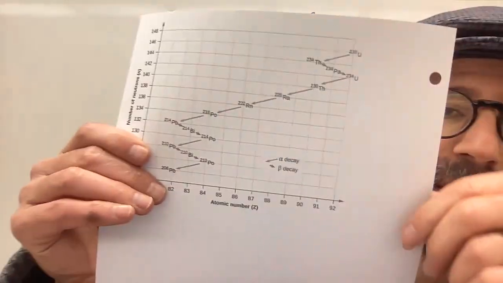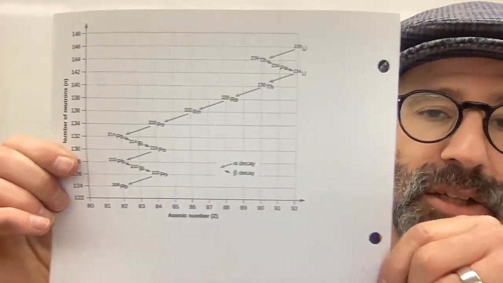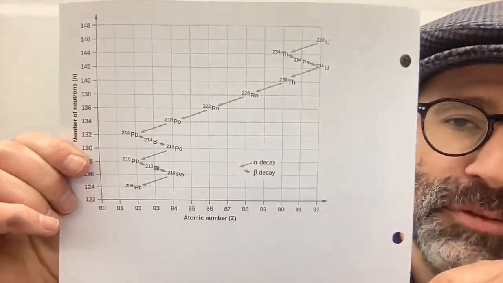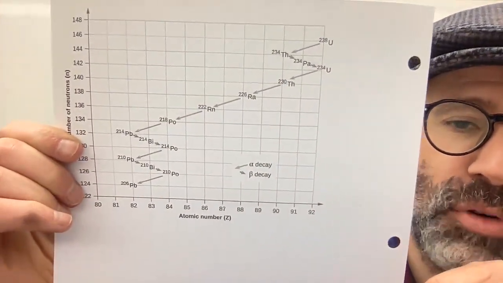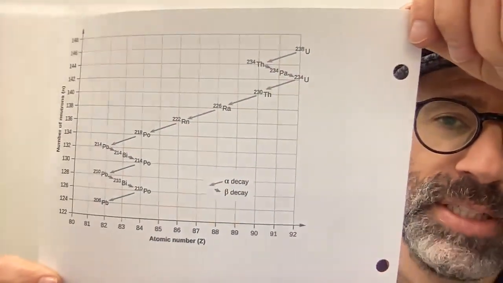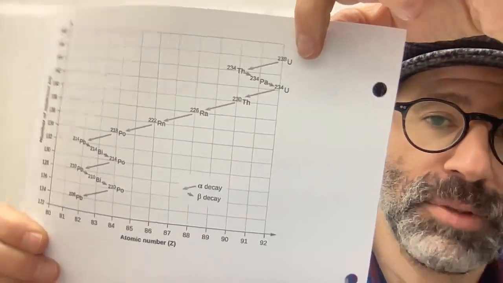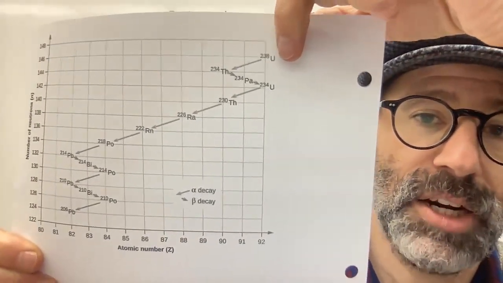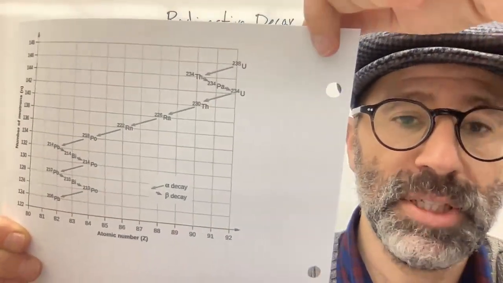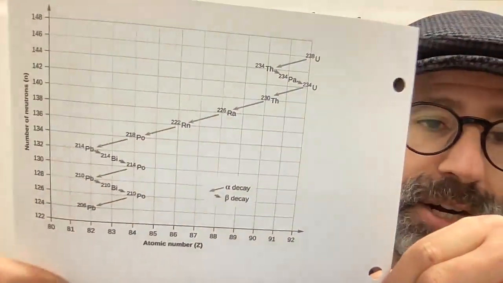So, ladies and gentlemen, this is what the decay series looks like, and you can look this up on the internet. There's a lot of different ones out there and ways they show this, but I like this because it's clear. You'll notice here at the top we have uranium 238, and that's going to undergo alpha decay.